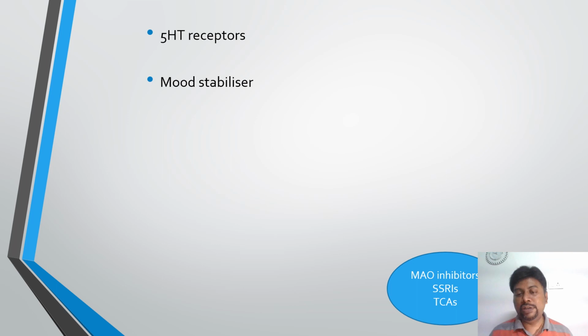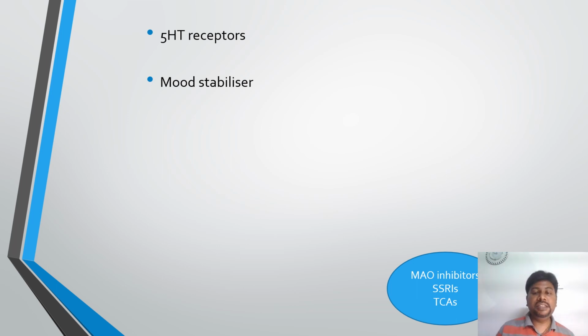Second, the other two drugs, selective serotonin reuptake inhibitors and tricyclic antidepressants. Both these drugs increase the half-life of serotonin within the synaptic vesicles so that its action is prolonged, and it helps to prevent depression. Thus serotonin plays an important role in stabilizing mood and preventing depression.